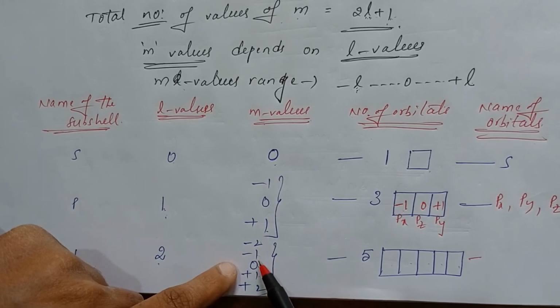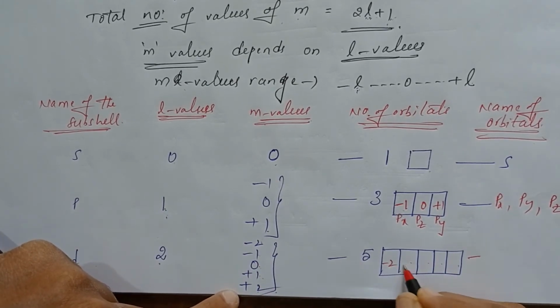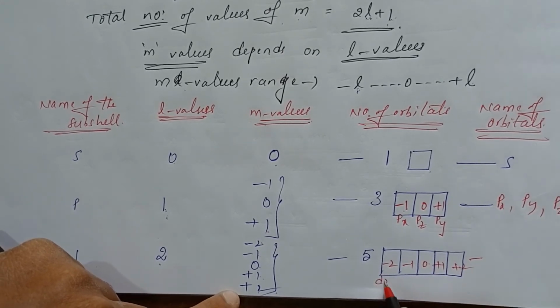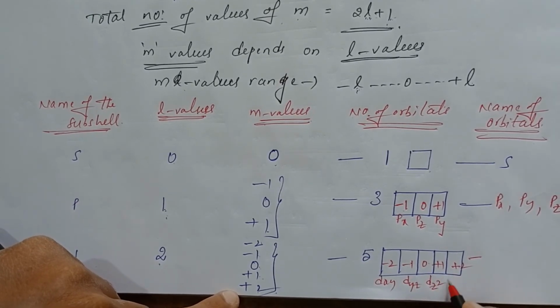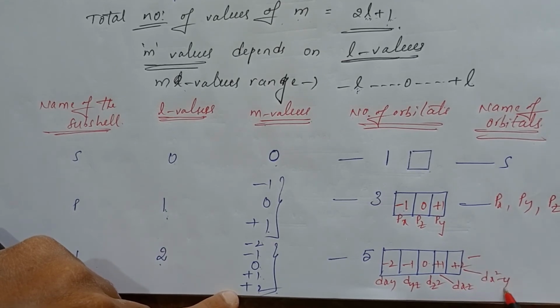Now if minus 2, minus 1, 0, plus 1, plus 2, I am taking. This is dxy, this is dyz, this is dz square, and this is dxz, and this is dx square minus y square.